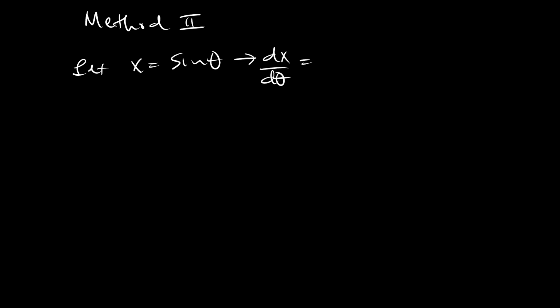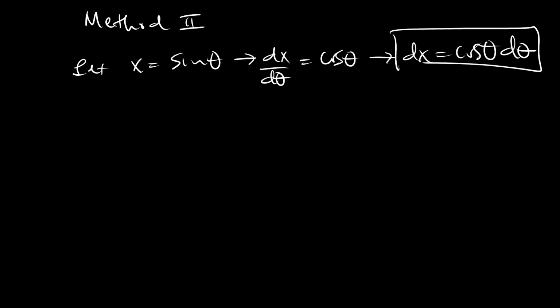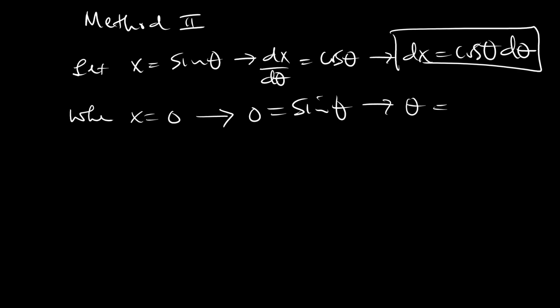Method 2, we say let x be equal to sine theta, such that dx/d theta is equal to cosine theta, and therefore dx is equal to cosine theta d theta. And so when x equals 0, 0 equals sine theta, and therefore theta is equal to 0.